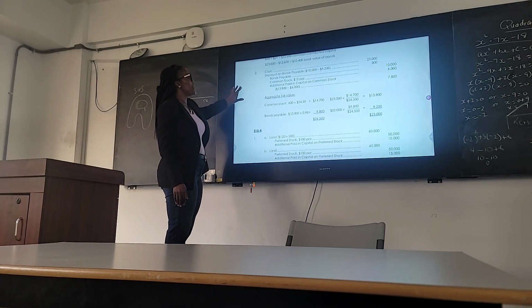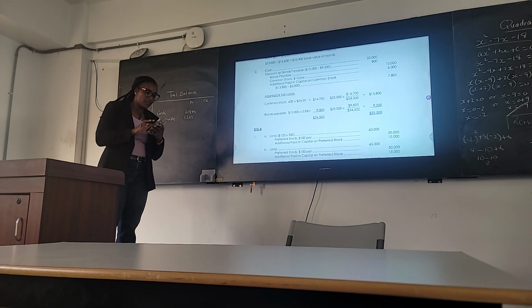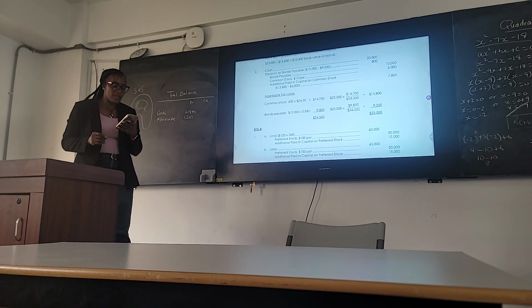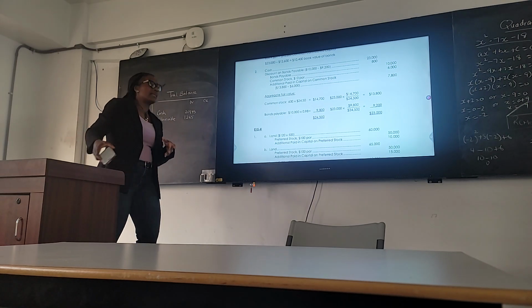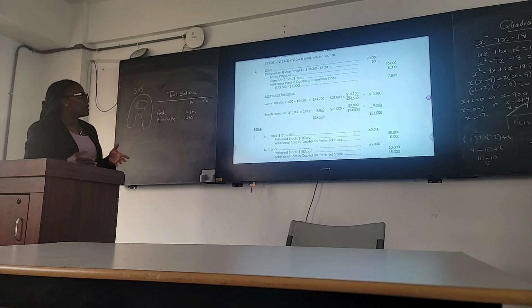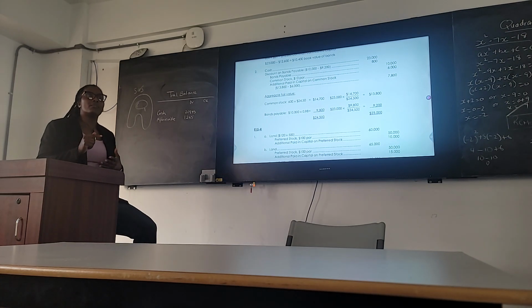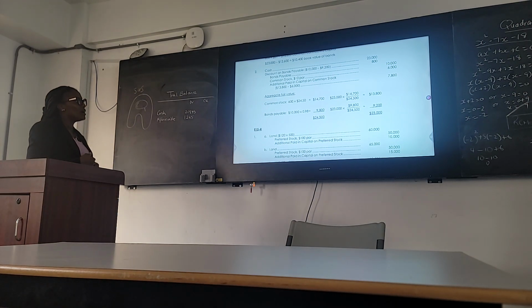In the second situation here, it says the common stock has a market value of $24.50 and the bonds are selling at 98%. So the debit will remain the same, $23,000. If the bond is selling at 98, it means that we issued at a discount because it's below the 100. So there is a 2% discount.